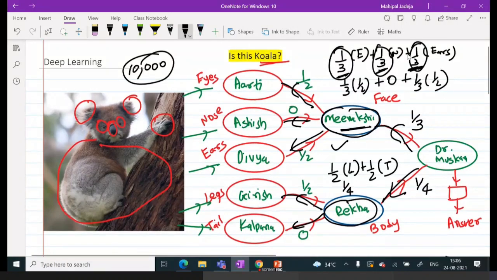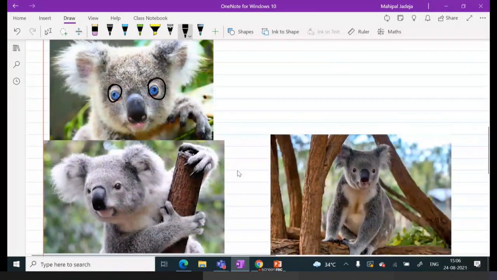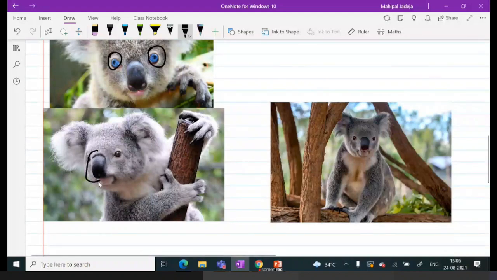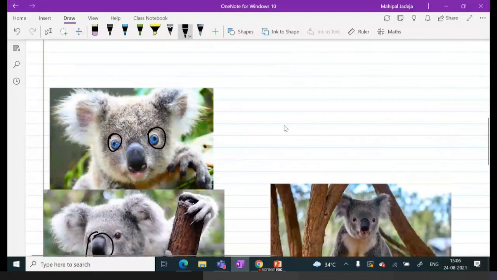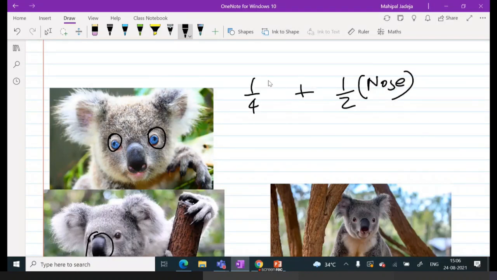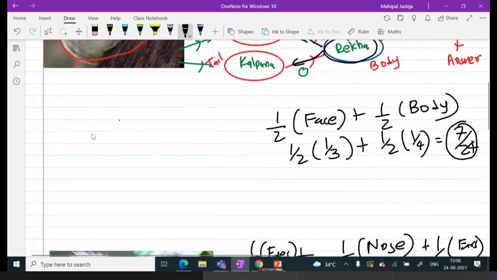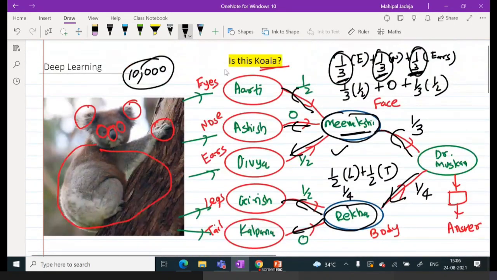Over a period of time, Meenakshi will realize that as compared to other features, the nose is very prominent in this particular koala animal. So what she will do? She will give higher importance to the nose now. So her equation is no longer 1 by 3, 1 by 3, 1 by 3 now. Her weights are not 1 by 3, 1 by 3, 1 by 3 now. She will give more importance. Let's say 1 by 2 importance to the nose now. And the remaining 25% importance to eyes, and the remaining 25% importance to ears now. So this modification will be done by Meenakshi over a period of time after these 10,000 iterations.